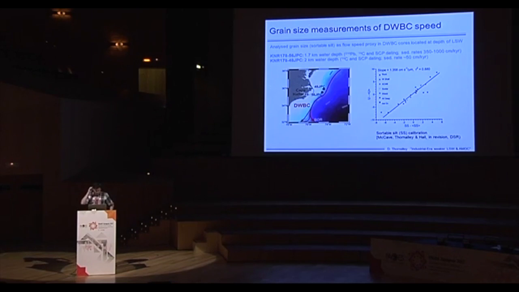And so on to our methods for paleo-reconstruction. First, we're using a couple of cores located in the deep western boundary current at about 1.7 and 2 kilometers depth. And we're going to reconstruct changes in the strength of this deep western boundary current as a proxy for deep Labrador Sea density and, by inference, an indicator of AMOC. We're going to use sortable silt analysis, which looks at the 10 to 63 micron fraction of the sediment, and there's a paper in revision at the moment that's doing some modern calibration of this proxy to flow speeds.